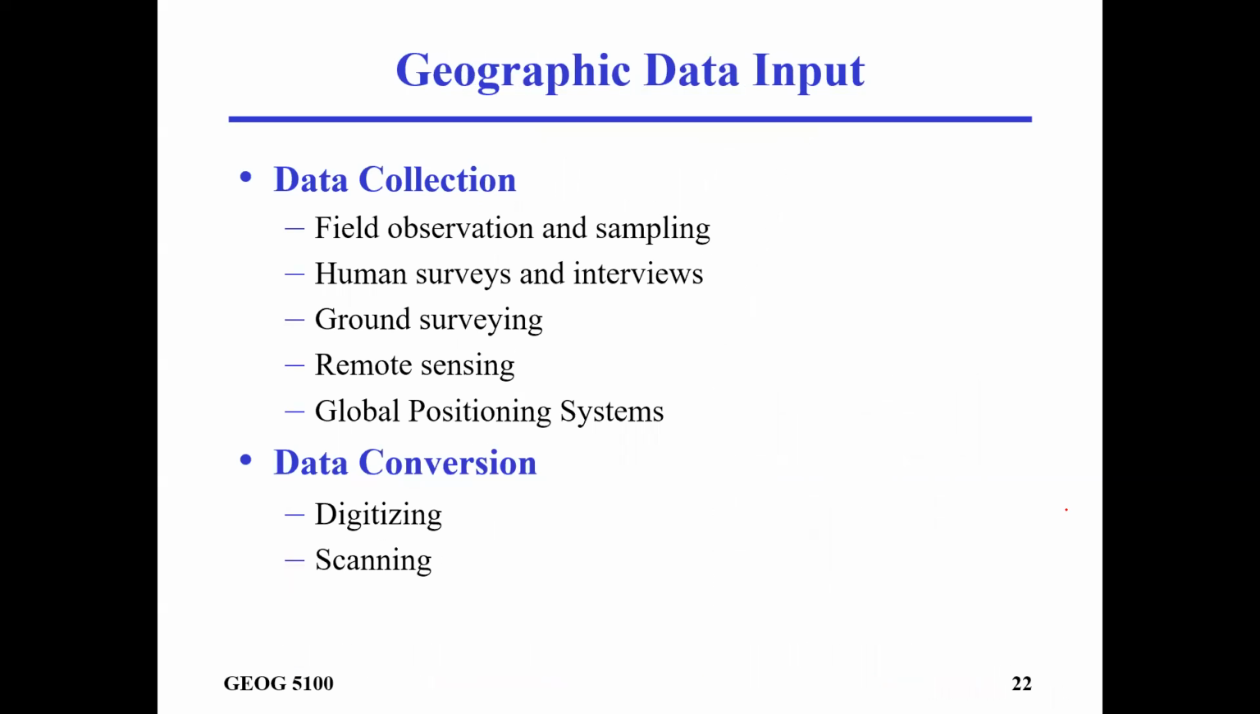And for the last slide for this lecture, I want to talk a little bit about the geographic data input, right? It includes data collection and data conversion. Data collection means the collection of raw data, okay? Usually field observation and sampling, right? Human surveys and interviews. This is more like human geography, right?